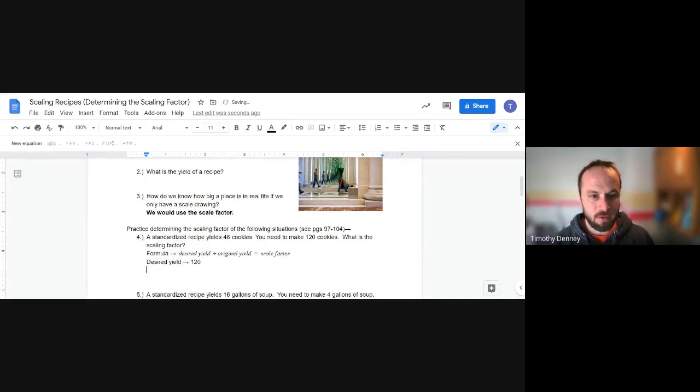What's the original yield? Well, what did the recipe say it would make originally? 48 cookies. So to find the scale factor, we take 120 divided by 48, and that means that our scale factor is going to equal, do that in a calculator, 2.5. There's our answer. Simple as that.